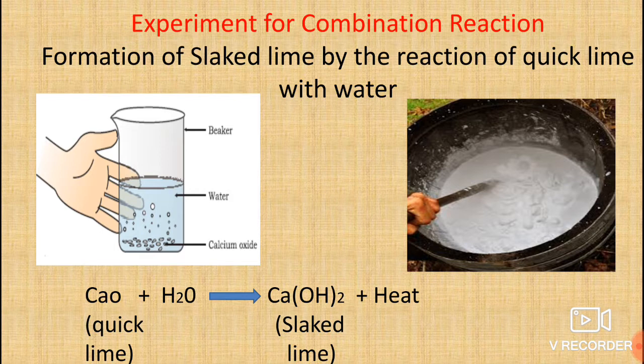This slaked lime can be used for whitewashing. While doing this experiment, when you touch the beaker, you can feel it is very hot. Why? Because the heat is coming out, the heat is evolving out. So this kind of heat coming out, you can call it an exothermic reaction. In future videos I am going to tell you the details about exothermic and endothermic reactions.